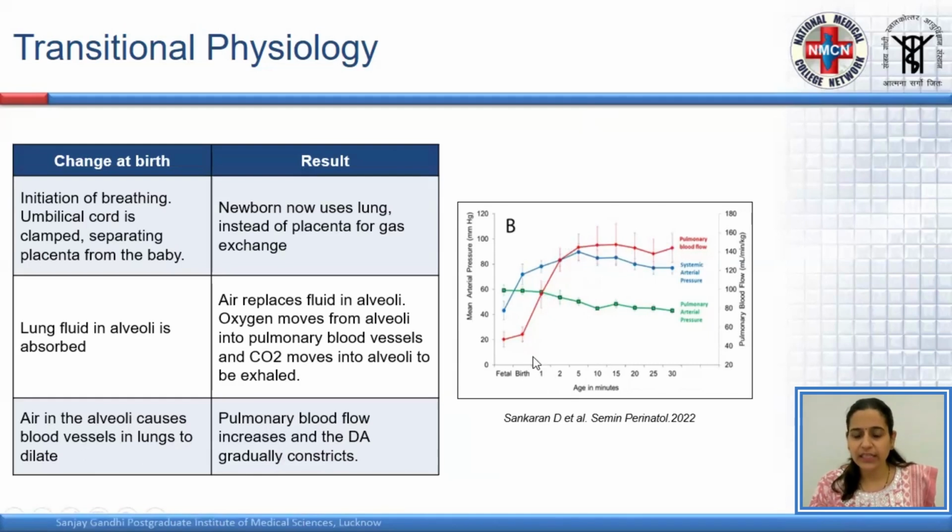And we can see in this graph that minutes after birth, there is a very high, almost a 30-fold increase in the pulmonary blood flow. There would be a rise in the systemic arterial pressure as the low resistance placental circuit is lost, and there would be a gradual fall in the pulmonary arterial pressures.